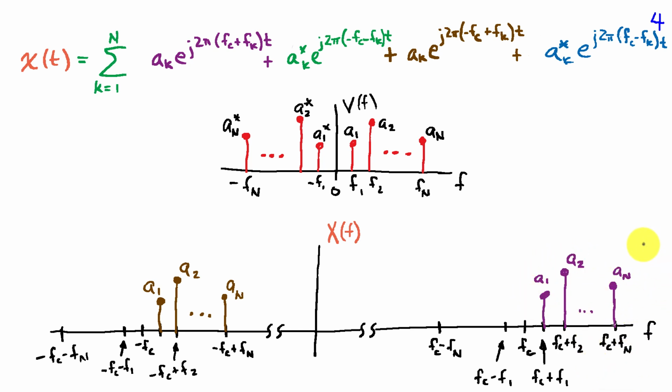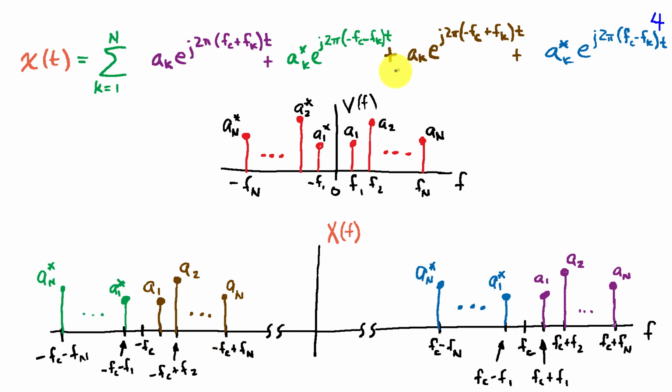So these purple terms correspond to all the purple terms in the sum. Now the brown terms, I have a_k, and those are showing up at negative f_c plus f_k. So a_1 is going to show up at negative f_c plus f_1, a_2 is going to be at negative f_c plus f_2, and so on. Finally, a_N will be at negative f_c plus f_N.